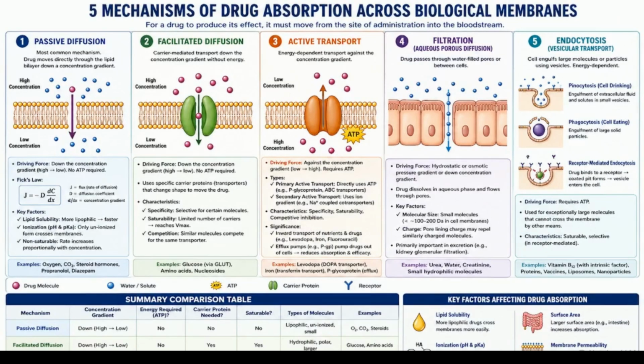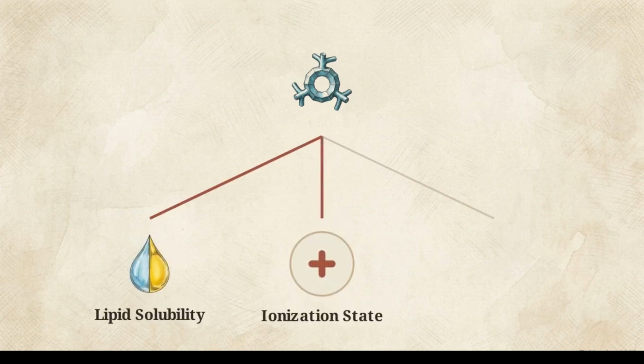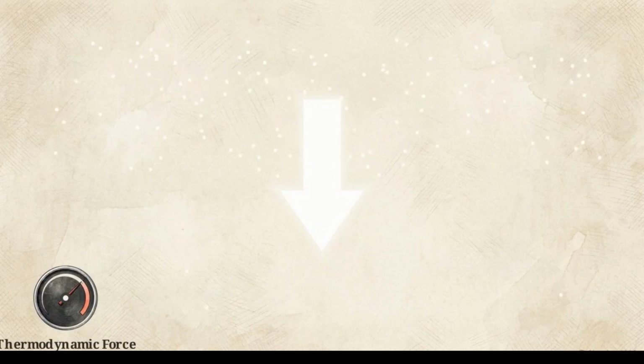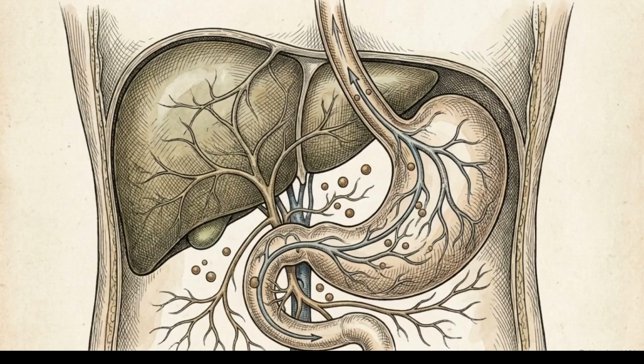absorption. The specific pathway a molecule takes is dictated entirely by its physicochemical profile, specifically its lipid solubility, its ionization state, and its physical size. Looming over all these factors is the overriding force of the concentration gradient, which serves as the primary thermodynamic driver for molecular movement. The biological membrane acts as a highly selective active filter.